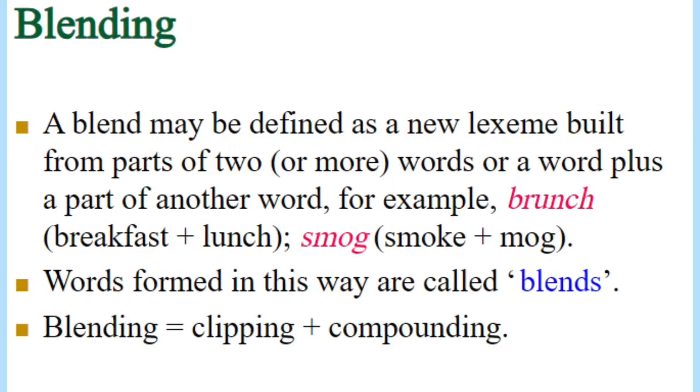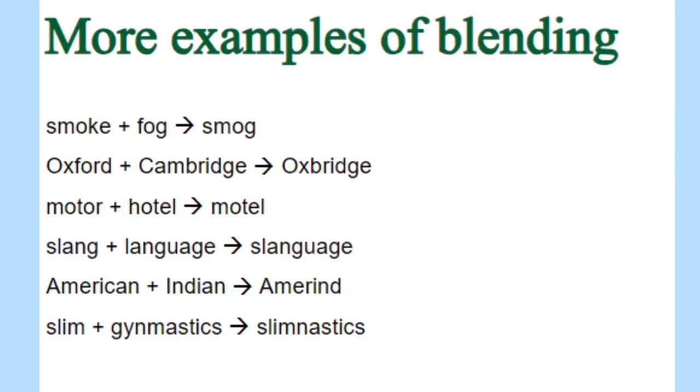What is blending? A blend may be defined as a new lexeme built from parts of two or more words, or a word plus a part of another word. Brunch, breakfast plus lunch. Smog, smoke plus fog. Similarly, words formed in this way are called blends. Blending is equal to clipping plus compounding. Now, more examples of blending are Oxford plus Cambridge, Oxbridge. Motor plus hotel, motel. You can go through each one of these by pausing the video.